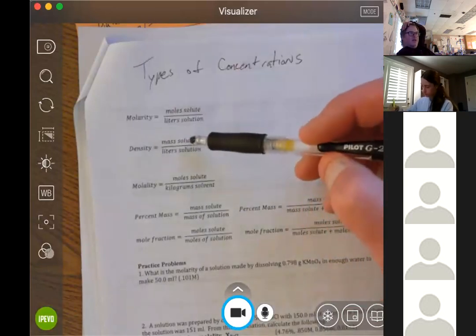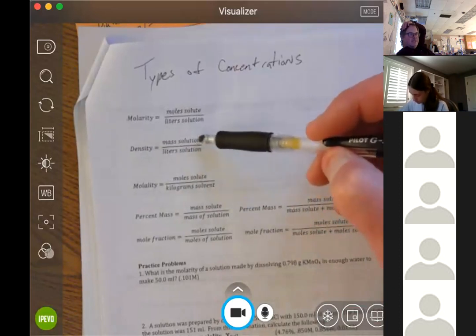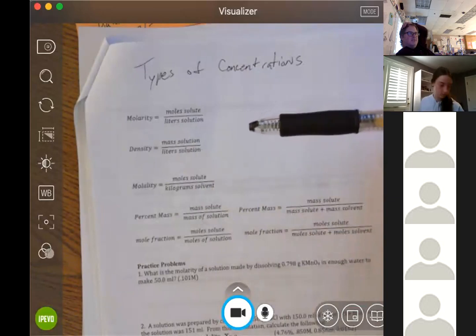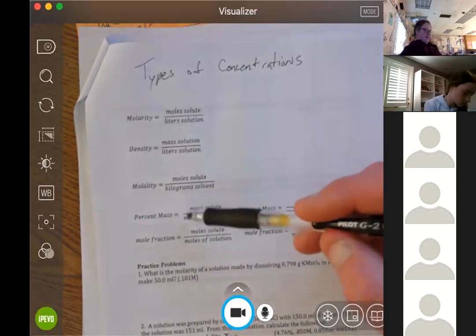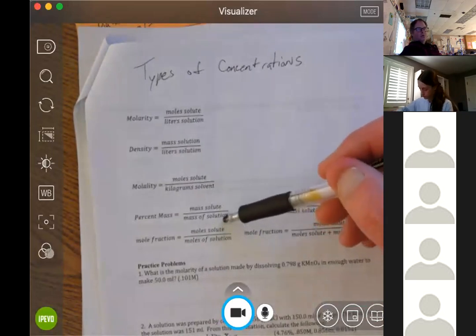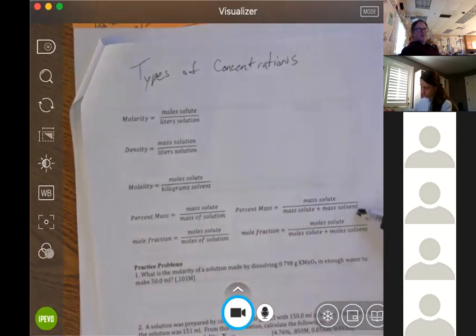Keep in mind that density is the entire solution both times. It's the mass of the whole solution, including the solute and the solvent, per liter of solute and solvent. Right? So it's a little bit different. A percent by mass is the mass of the part divided by the mass of the whole. So when we say mass of the solute, the mass of the solution is both the mass of the solute and the mass of the solvent.